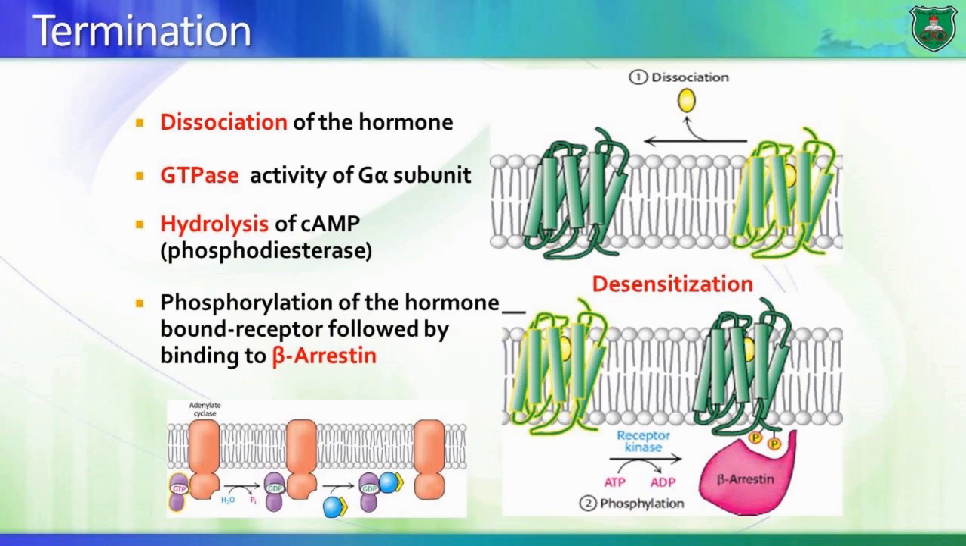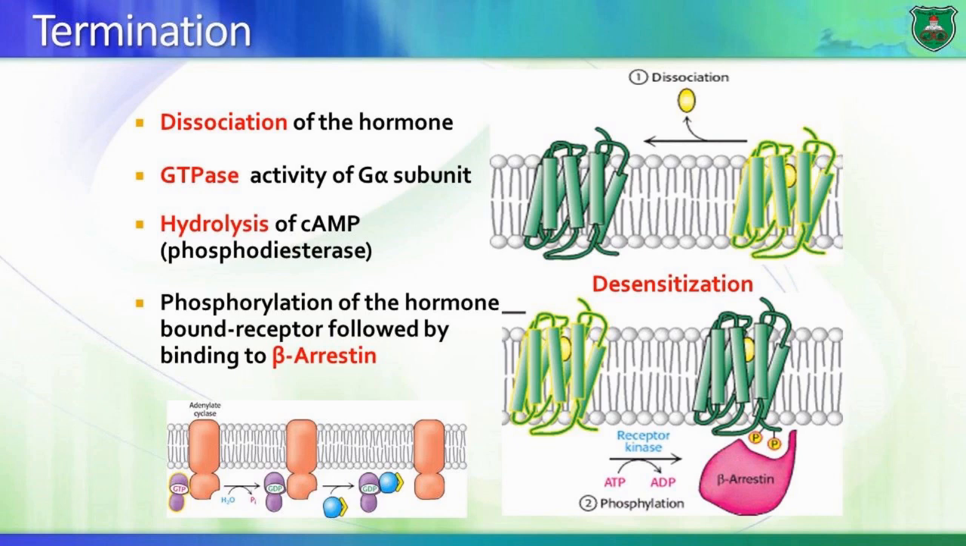All right. So how about termination? How is the signal terminated? Remember, if it is not terminated, you would have something known as desensitization. So how is the signal terminated? Well, one mechanism is dissociation of the hormone itself. Once it's dissociated, the receptor becomes inactivated. The second level is the GTPase activity of the alpha subunit of G protein. We talked about that before. So converting GTP to GDP, hydrolyzing GTP to GDP.